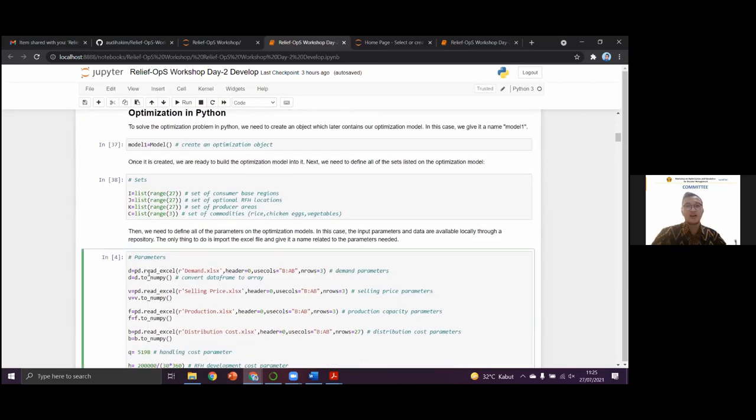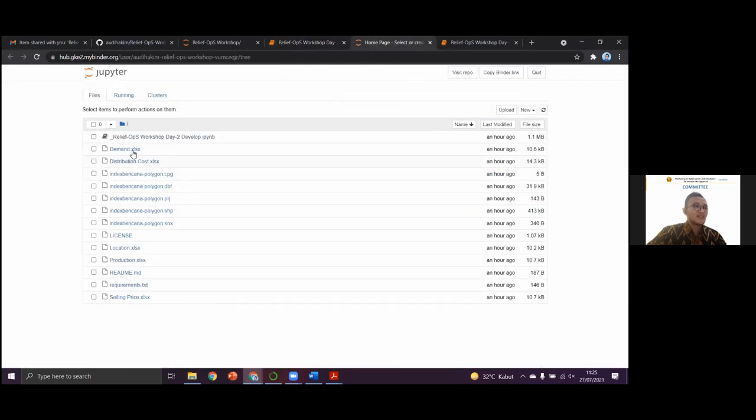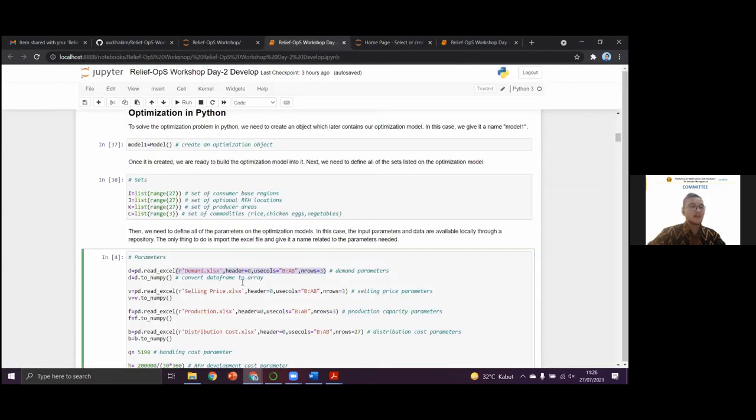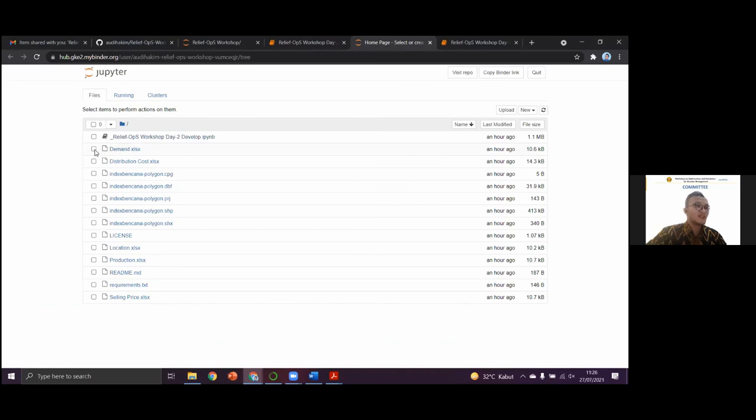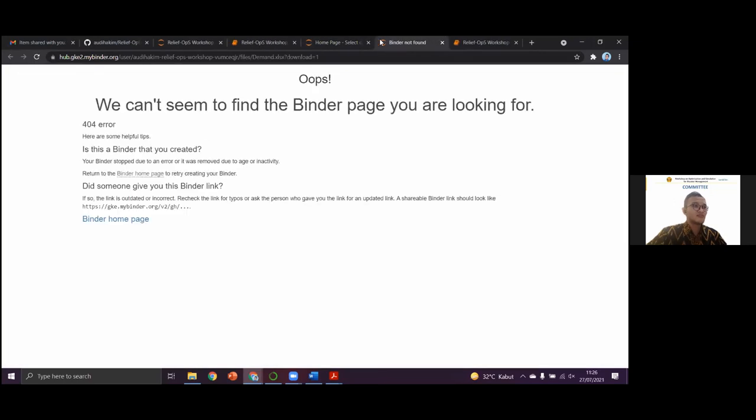In this case, to import Excel data into the Python environment, we can type pd.read_excel. And here, the input starts from Excel files, and you can see here demand, distribution cost, selling price, and so on and so forth. So again, this is the input and this is the header, because Python starts from zero. If you would like to download, let's say you just need to click the demand, click on that and click on download.